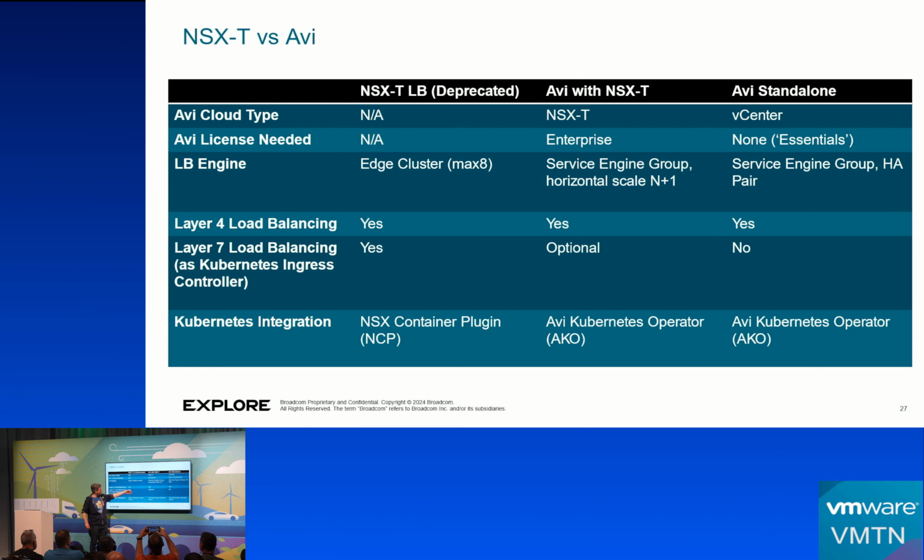So NSX-T deprecated, right? AVI with NSX-T. So here you're using the AVI as a cloud type, or using NSX-T as a cloud type for AVI. So there's a straight integration, but they're still two separate things. You still have to install them separately and lifecycle them separately. And then you can use AVI completely standalone, no integration with NSX-T. That's easiest, but it's also the least functional, because to do this, you require the enterprise license, and then the AVI can do a lot more, like global site load balancing. You can use it as an ingress controller. With the AVI standalone, it does almost nothing except layer 4 for Kubernetes, and that's it. That's all it does.